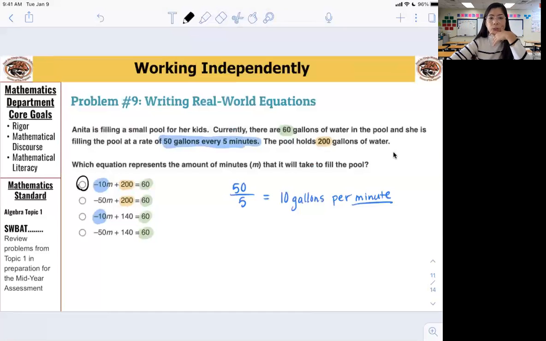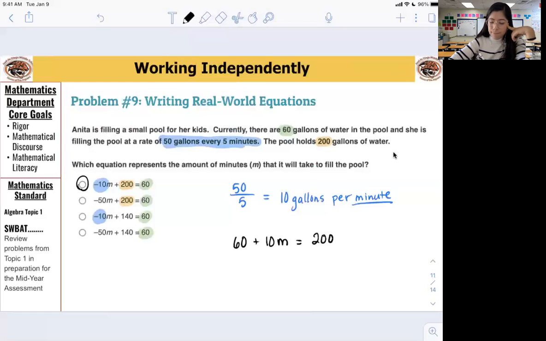The pool holds 200 gallons of water. Currently, there's 60 gallons of water in the pool. Okay, so if there's already 60 in the pool and we're filling it, right? We're adding to it. We're adding 10 gallons per minute. The total amount is going to be 200. So this is kind of like the forwards way of writing this equation, but they have it a little bit backwards, because what did they do with that 10?